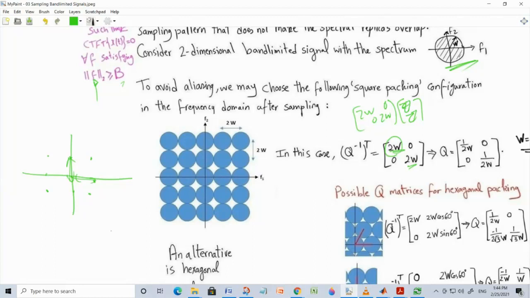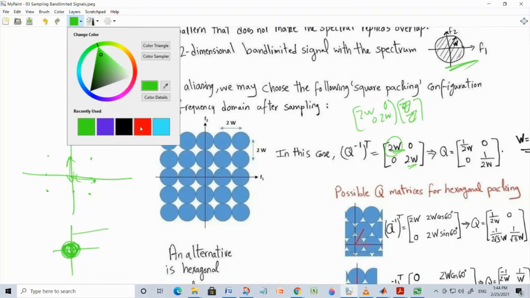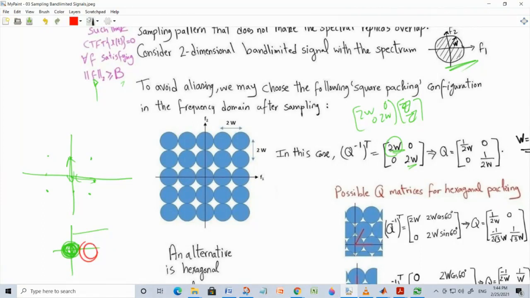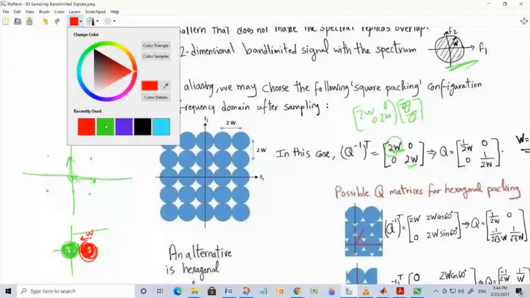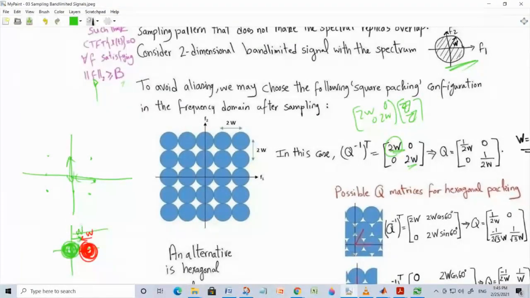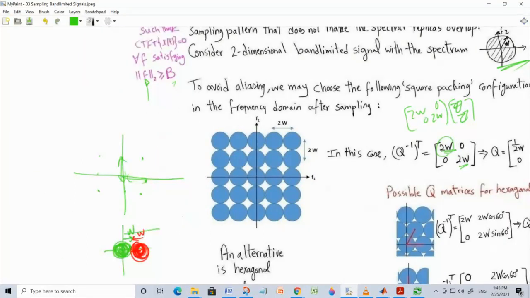Because the spectrum is defined over this circle. Now, it will be repeated, but if you go away by 2W, then there is a W here, and then there is a W in that direction, and the difference between the centers is 2W, so they will barely touch. And so this will be a case of no aliasing. So this is in 2 dimensions.